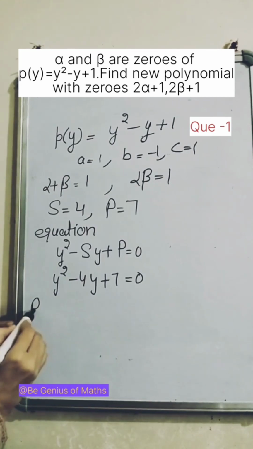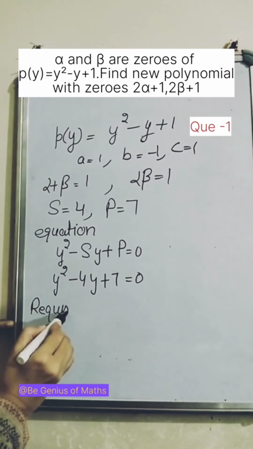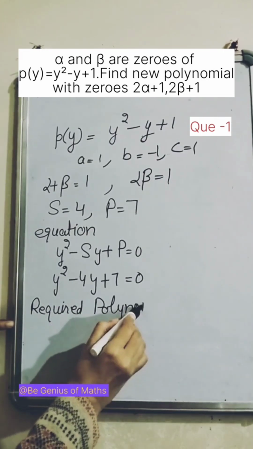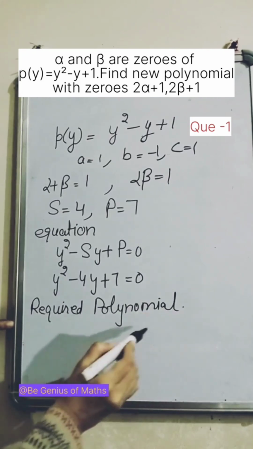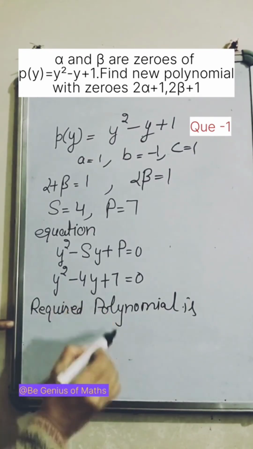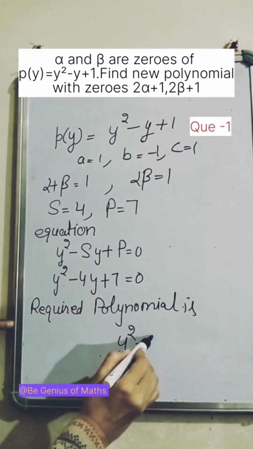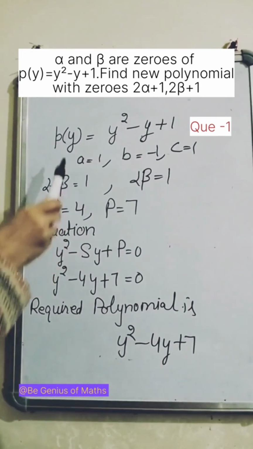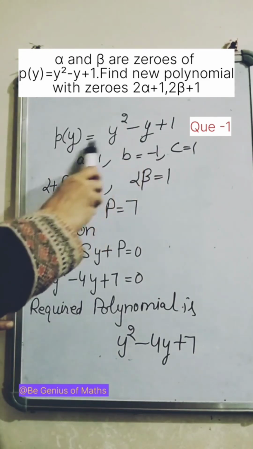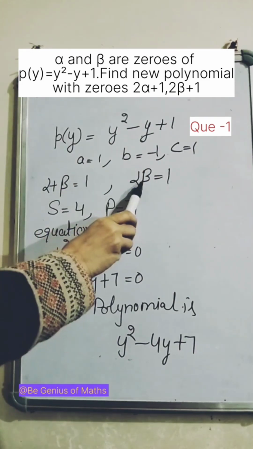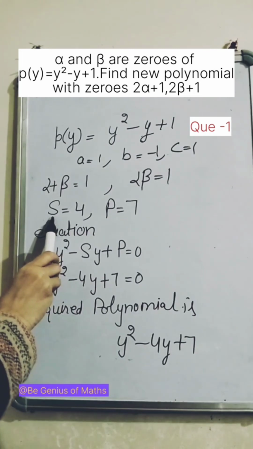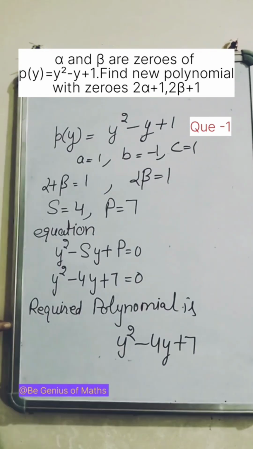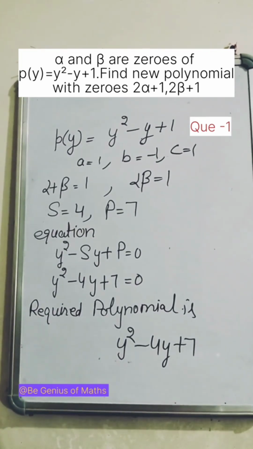Now what is a polynomial? A polynomial is an expression without zero. With zero it is an equation, but without zero it is a polynomial. So the required polynomial is y square minus 4y plus 7. It is another polynomial in y whose zeros are the new zeros. Now what are the steps? Given the polynomial, find alpha plus beta and alpha into beta, then the sum of new zeros, then the product of new zeros, then by using them the new equation and the new polynomial.